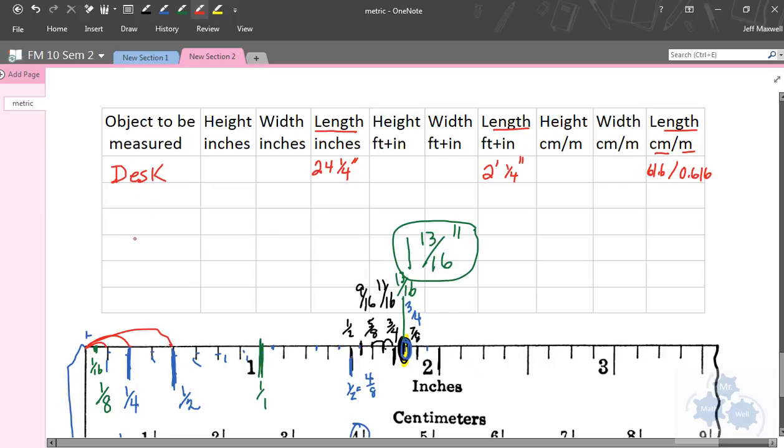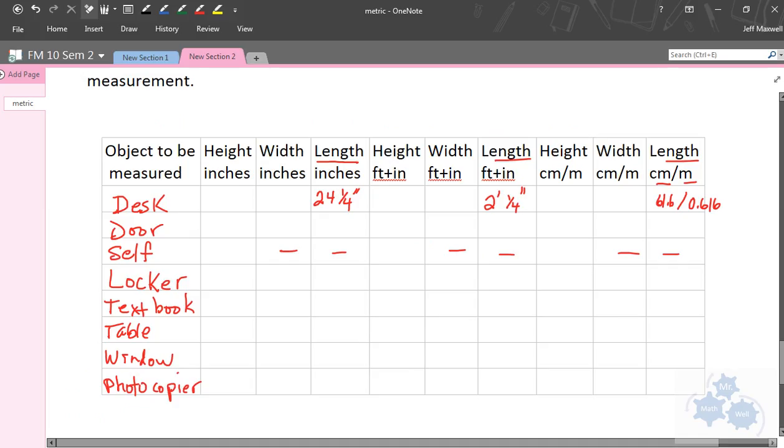Let's come up with the rest of the list here. So here's the list we came up with. We're going to do our desk. We're going to do the door of the classroom, or any classroom that's vacant if somebody else is using the door here. Then ourselves, we're just going to do our heights. So measure your heights there. The locker, one of the lockers outside. I know some of them are different dimensions. That's fine. Just pick one and take some measurements.